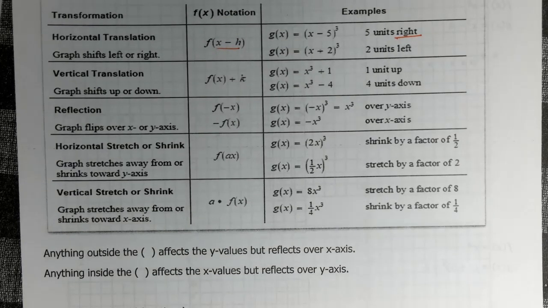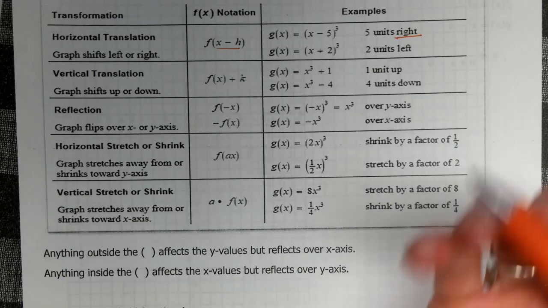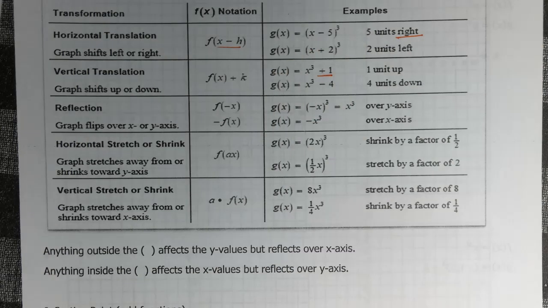If you have a plus or minus behind your f of x, so if I have f of x is equal to x cubed, and then I have x cubed plus 1, that's as straightforward as you can get. The direction it goes with your sign, and the number of units is with that. So x cubed plus 1 is up 1, x cubed minus 4 is down 4. Okay, so outside of the parentheses is straightforward. Inside, x is a liar.